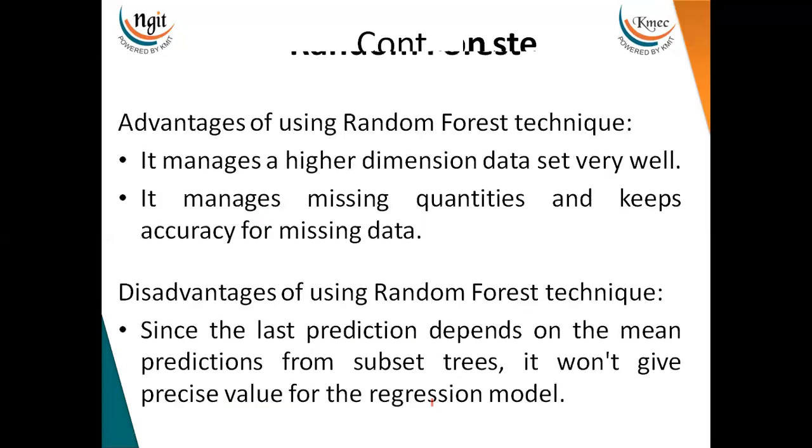So what are the advantages? Whatever the number of columns in your data set, means whatever the dimensionality of your data set, random forest performs efficiently. And suppose you have any missing values, any data missing, then also the accuracy of random forest is not affected. But what is the disadvantage of it? It does not work well for regression. It performs well for classification.